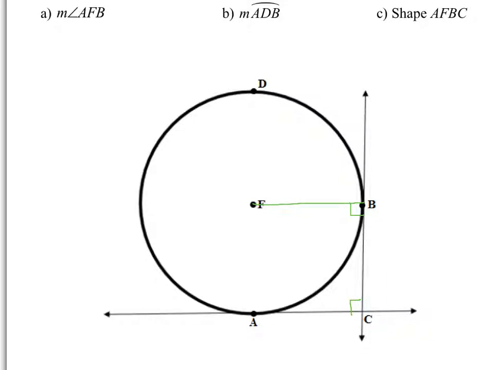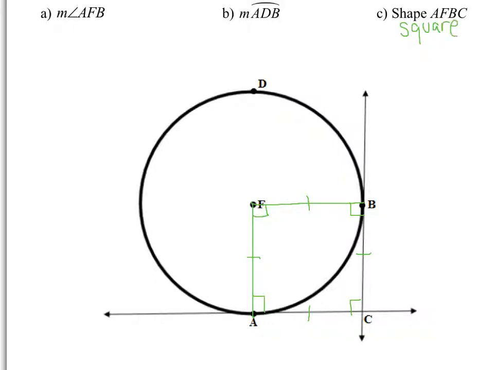So we know angle FBC will be 90 degrees, but we also know that angle FAC is going to be 90 degrees. So right now, we either have a rectangle or a square. We also know that this is a radius, which means it is congruent to this side. And if two adjacent sides are congruent, then we know all four sides are congruent, and shape AFBC is going to be a square.